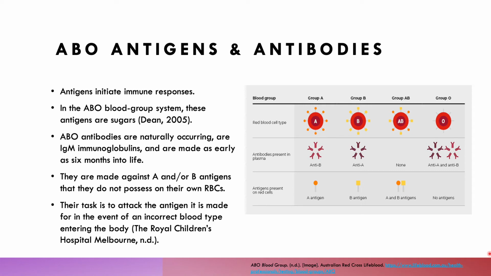So, for example, if you are blood type A, you do possess the A antigen, but you will possess the opposite antibody, which is anti-B. Their task is to attack the antigen it is made for in the event of an incorrect blood type entering the body.